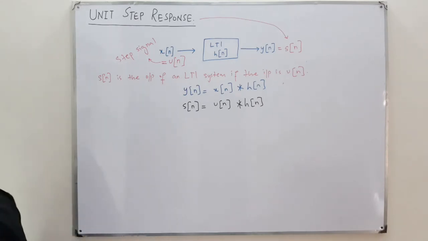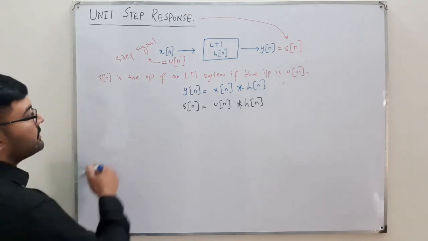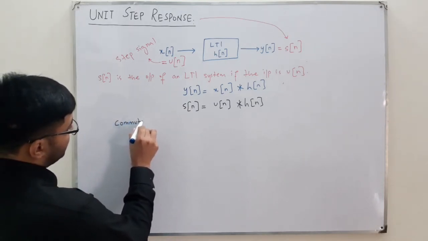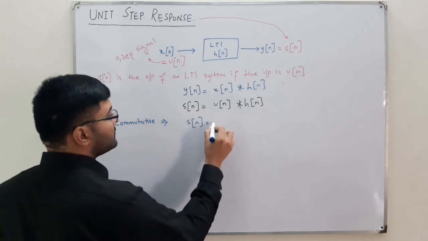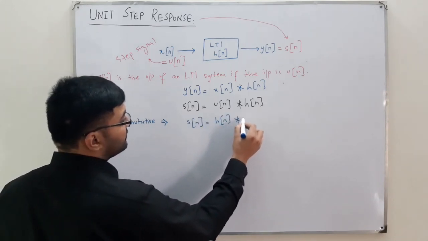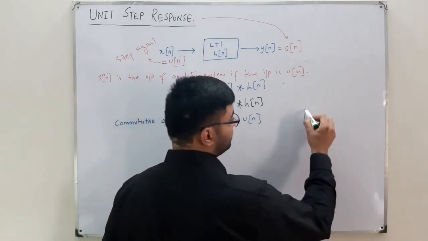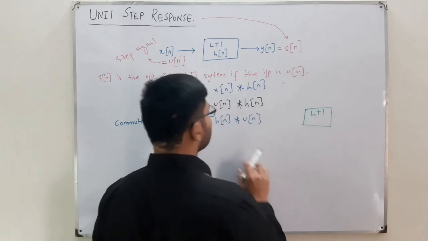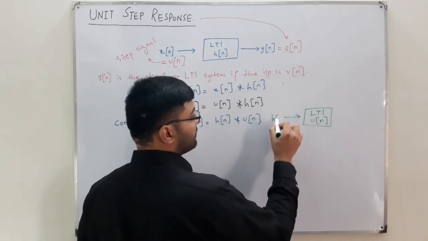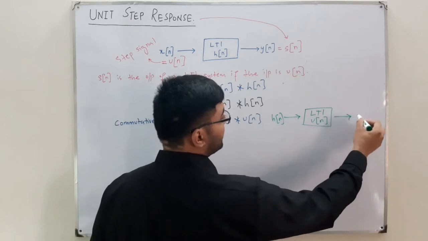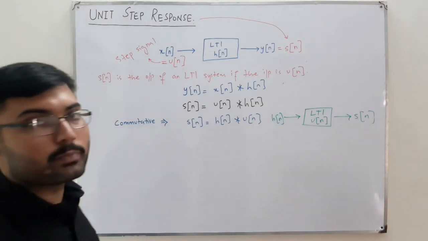The next thing is that we also know that convolution is commutative. So if I use the commutative law, this would suggest that my s of n is the output by the convolution of h of n with u of n. So this means that you have an LTI system with the impulse response equal to u of n. The input to the system is now h of n. And the output is again s of n. So we have seen from the commutative law that we can interchange the impulse response and the input of the system.